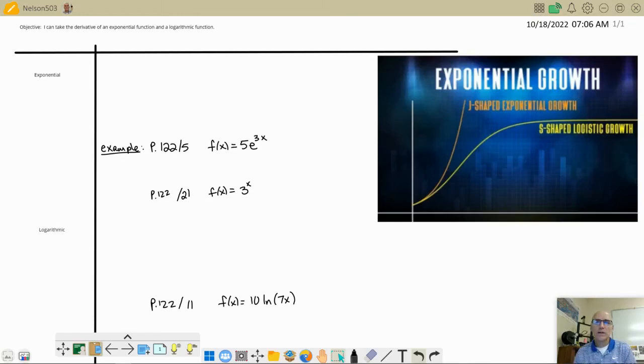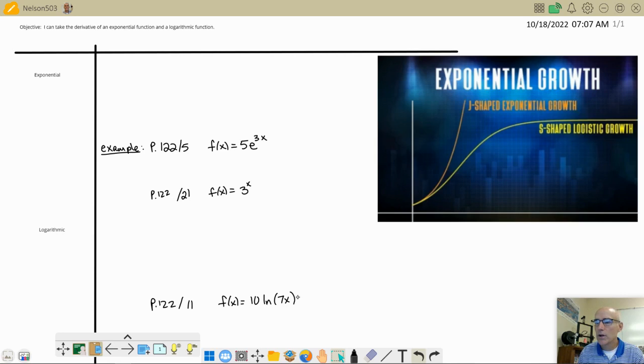Okay, folks, we're going to talk about exponential and logarithmic functions and how to take the derivative of those. I'm going to talk about exponential functions for a bit. Then I want you to put it on pause and try a couple homework problems with me to see if we're making progress. And then I'll have a little bit more video and we'll try a logarithmic function.